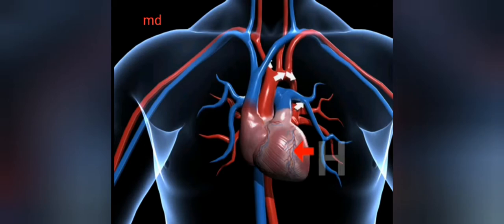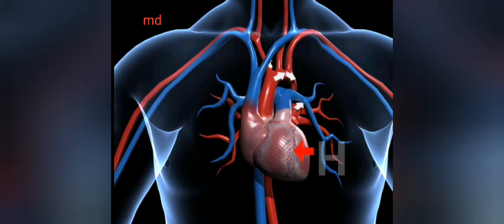The heart is enclosed in a double layered membrane called the pericardium, and it is divided into four chambers: two upper chambers called auricles and two lower chambers called ventricles. This is the structure of the heart, and there are different veins.